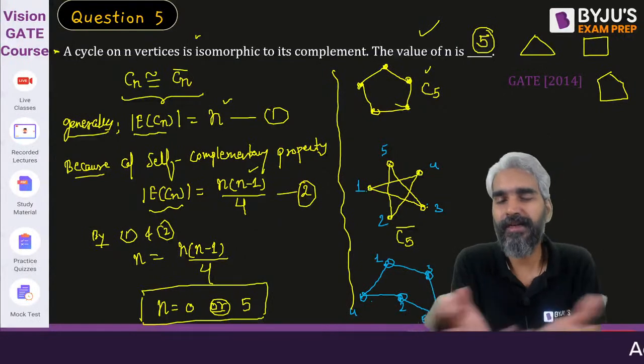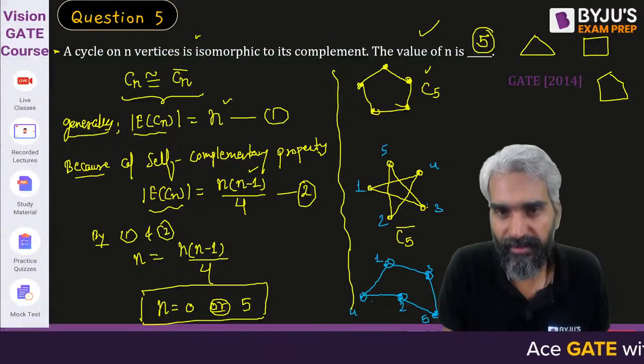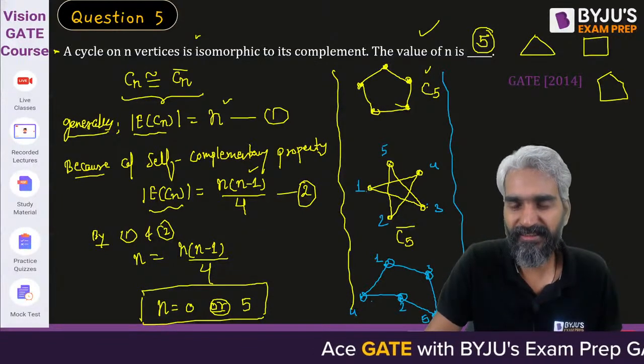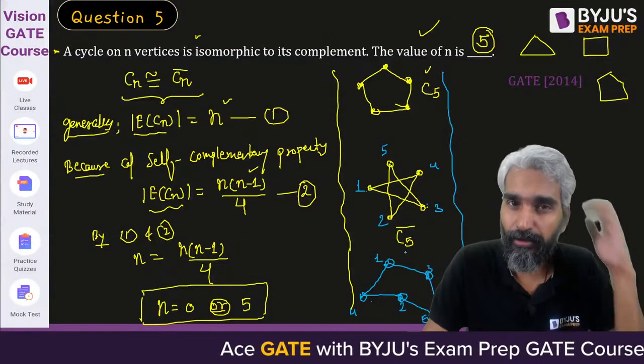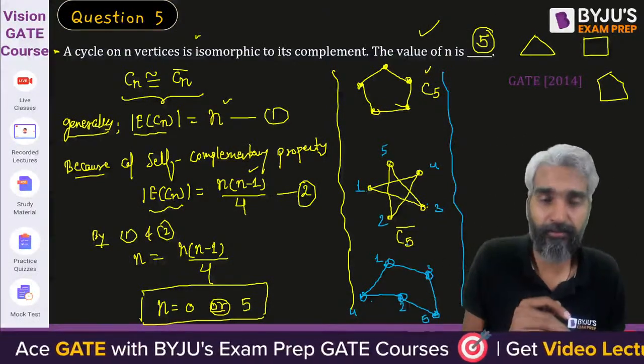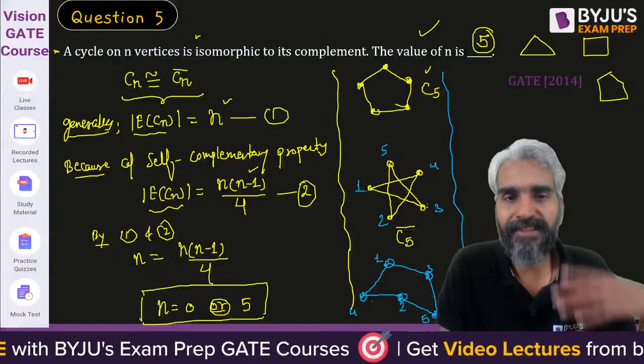So that's the logic. Directly, it may not make sense that the complement of C5 is isomorphic to C5. But if you observe closely, yes, they are isomorphic. Anyway, these are some simple concepts.